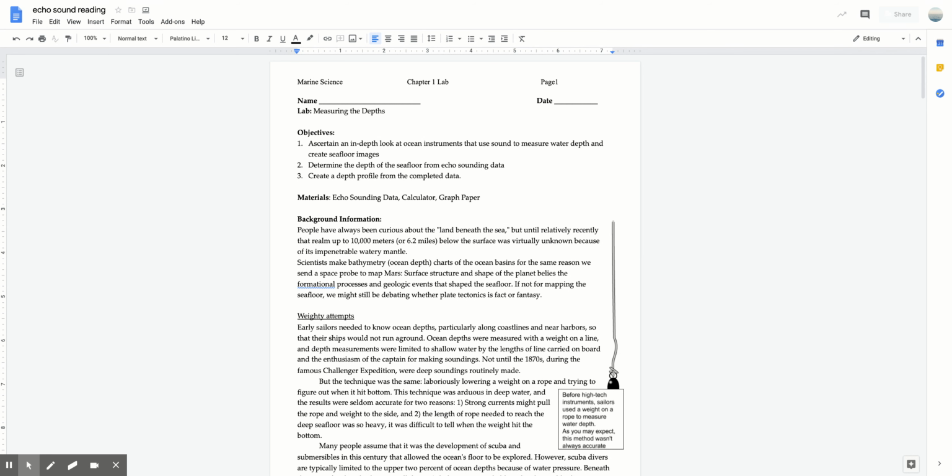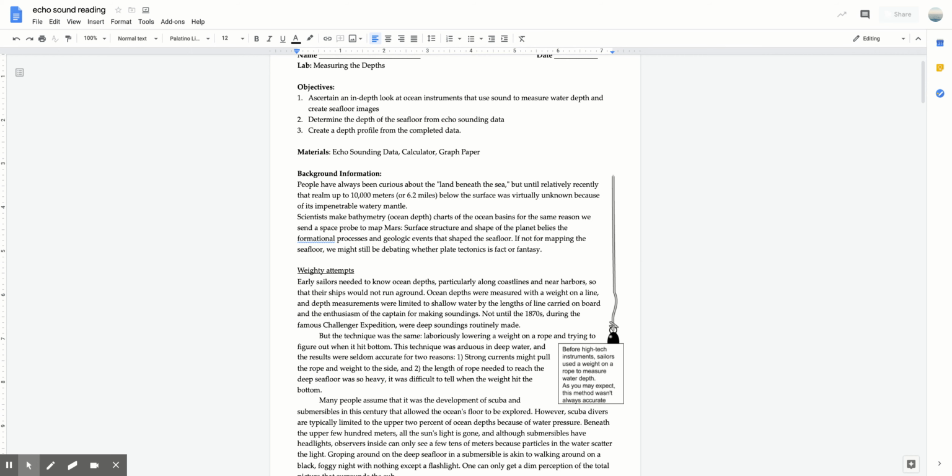So, background information. People have always been curious about the land beneath the sea, but until relatively recently, that realm of 10,000 meters or 6.2 miles below the surface was virtually unknown because of its impenetrable watery mantle. Scientists make bathymetry, or ocean depth charts, of the ocean basins for the same reason we send a space probe to map Mars. Surface structure and shape of the planet belies the formational processes and geological events that shape the seafloor. If not for mapping the seafloor, we might still be debating whether plate tectonics is fact or fantasy.